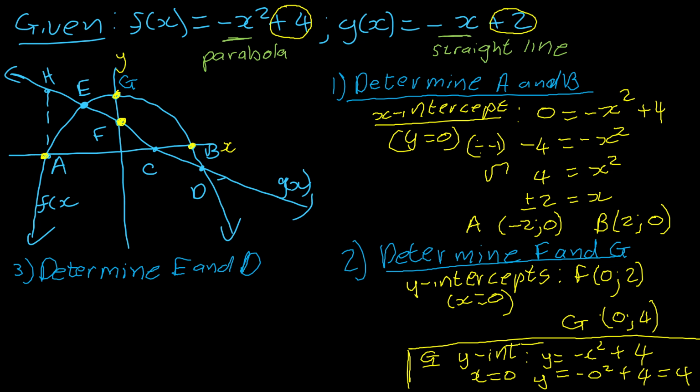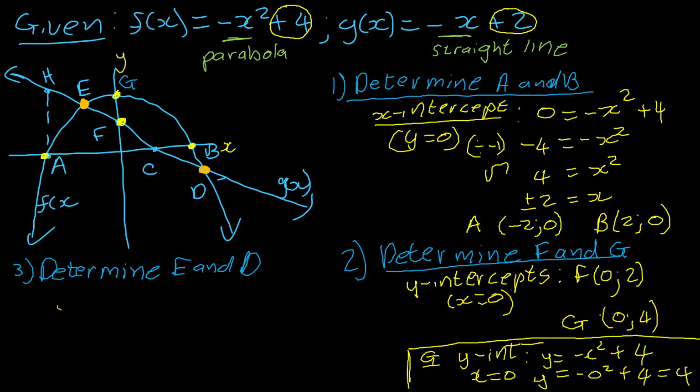Now, the question is to determine the coordinates of E and D, and where you start is go to your graph and identify those points. So E is up there, while D is down here. And what should be significant about these two points is that's essentially where the two graphs are cutting each other or intersecting with one another. So that means these are points of intersections.